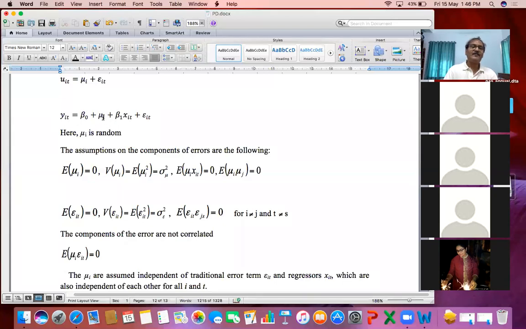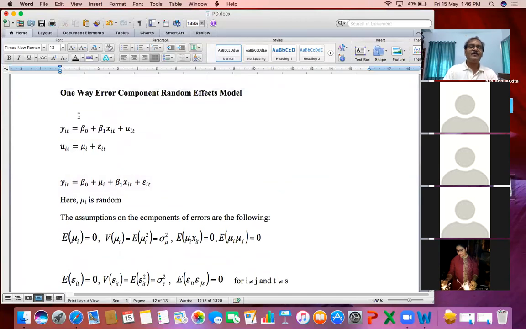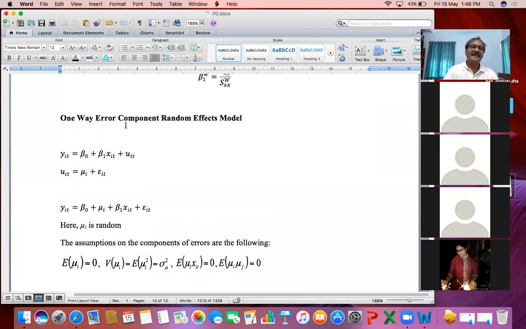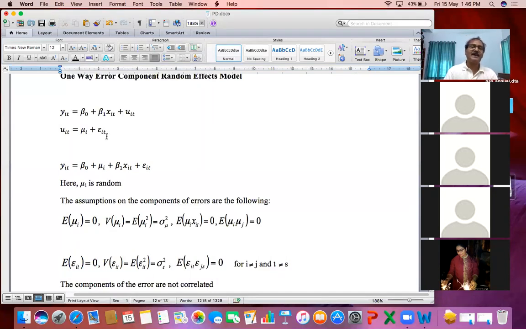In the earlier model, μ_i was non-random, and we had a fixed effect model. If we consider μ_i as random, we have a one-way error component random effect model. So when we consider μ_i as random, it could be taken together with epsilon_it. In that case, u_it will be your random error, where u_it consists of two parts, μ_i plus epsilon_it. In our earlier case, u_it is separated out and μ_i is taken as a part of the regressors in the fixed effect model. But in a random effect model, μ_i is to be considered as a part of the random error.